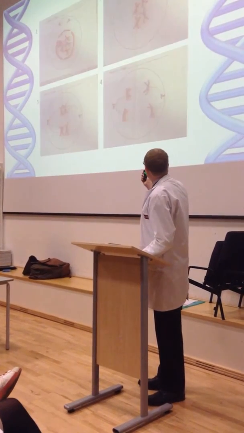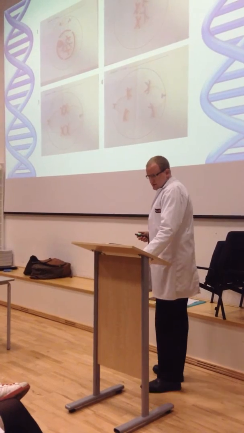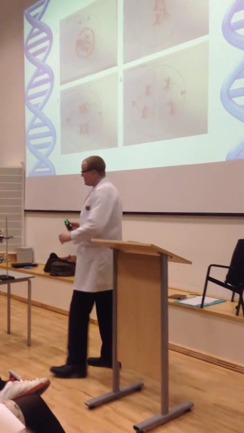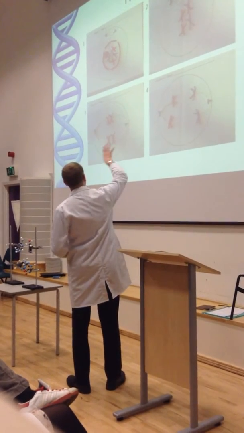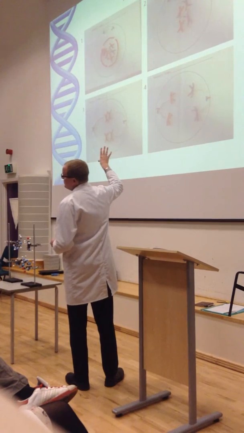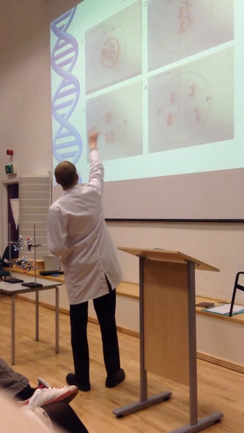Now, when an organism produces gametes, and these are sex cells, it does so through a process called meiosis. And you can see some of the first stages of meiosis here. Now, this is just a theoretical organism. I've represented the chromosomes here.